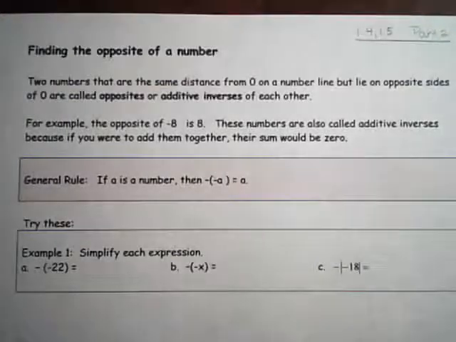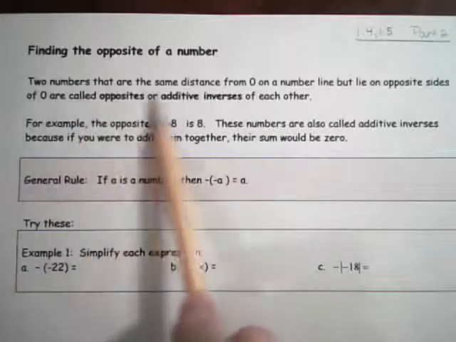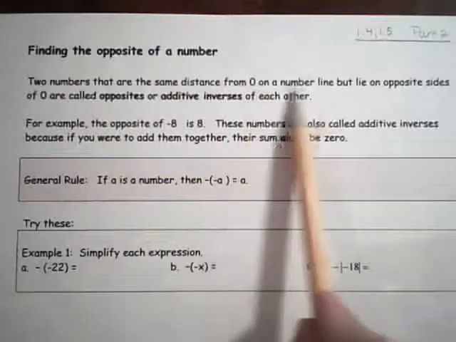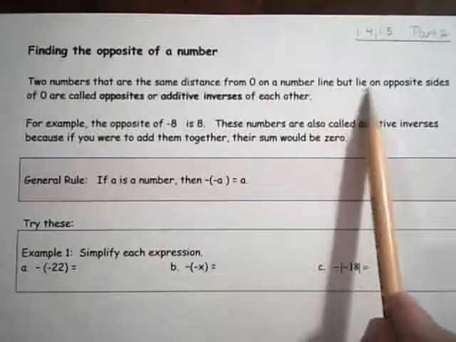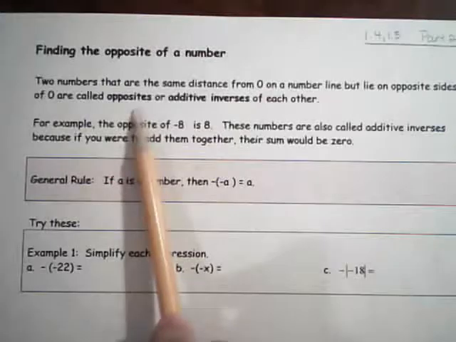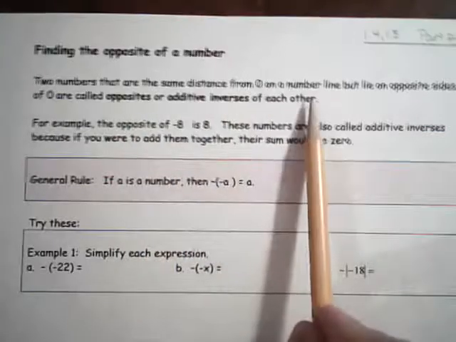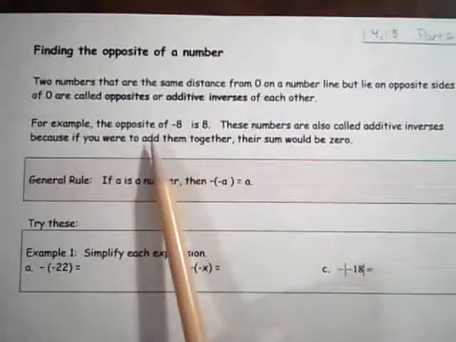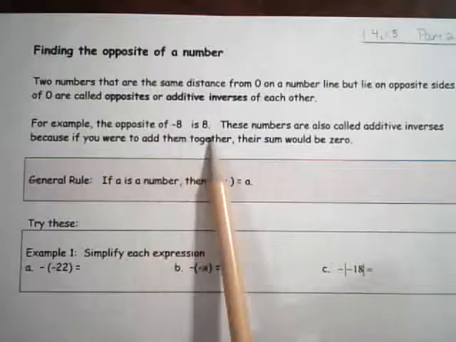Okay, finding the opposite of a number. This goes along with what we were talking about in the first part of sections 1.4 and 1.5. Two numbers that are the same distance from 0 on a number line but lie on opposite sides of 0 are called opposites or additive inverses of each other. For example, the opposite of -8 would be +8.